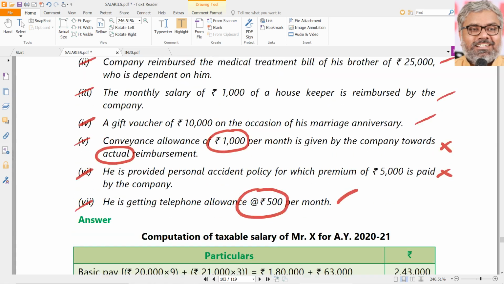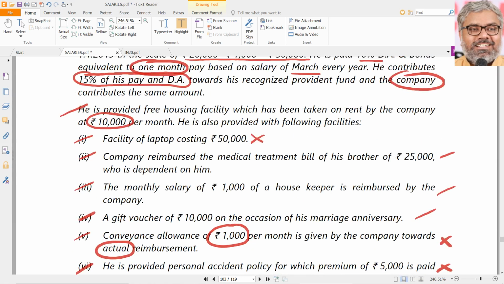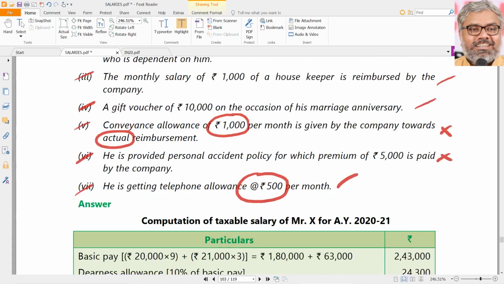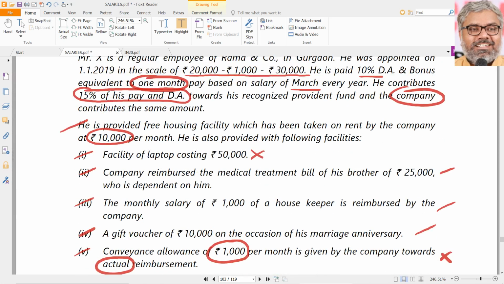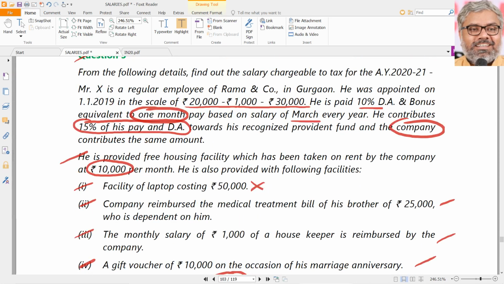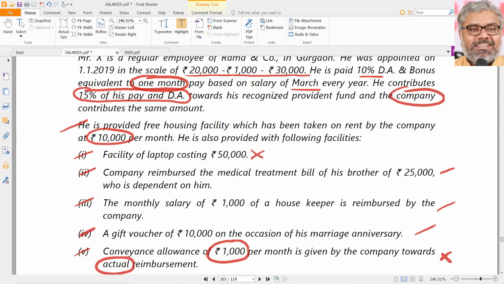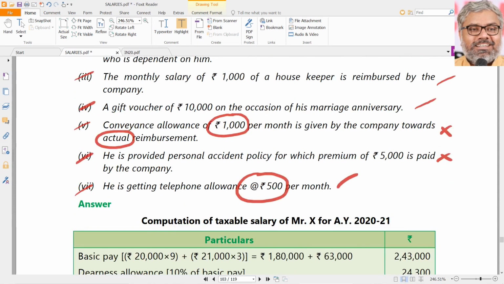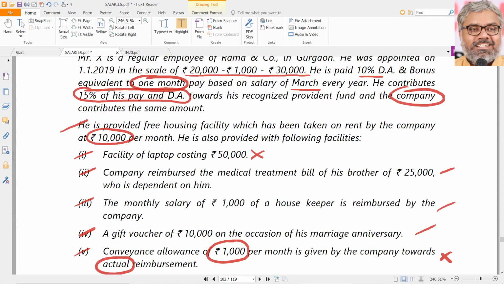And why does rent-free accommodation have to be calculated at the end? Because this will also be included in the salary for the purpose of computation of rent-free accommodation. So you have to take basic plus DA, forming part of salary, because we are assuming it is forming part of salary, plus bonus, plus telephone allowance also. Remaining are perquisites, so they cannot be taken.